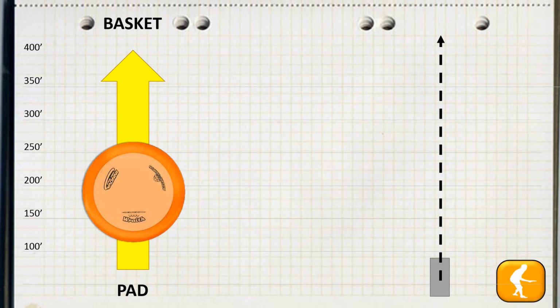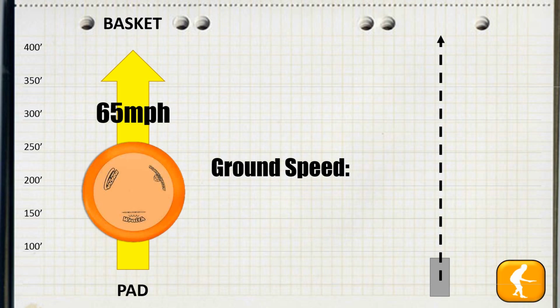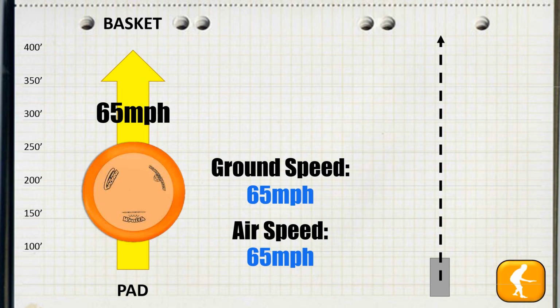Let's say, for example, you're driving with your trusty Wraith and you're throwing at 65 miles per hour. The ground speed of that throw will be 65 miles per hour, and the airspeed of that throw will be 65 miles per hour, and let's say you're getting the optimal flight pattern out of that throw.